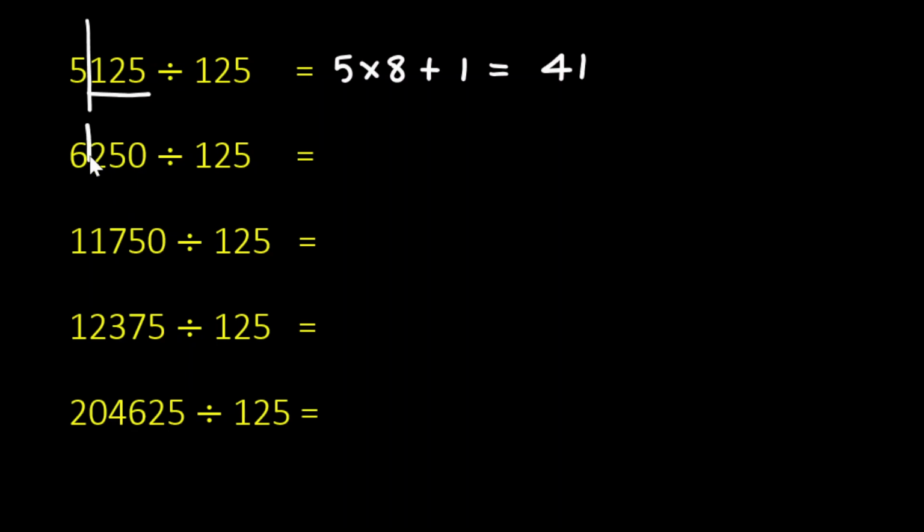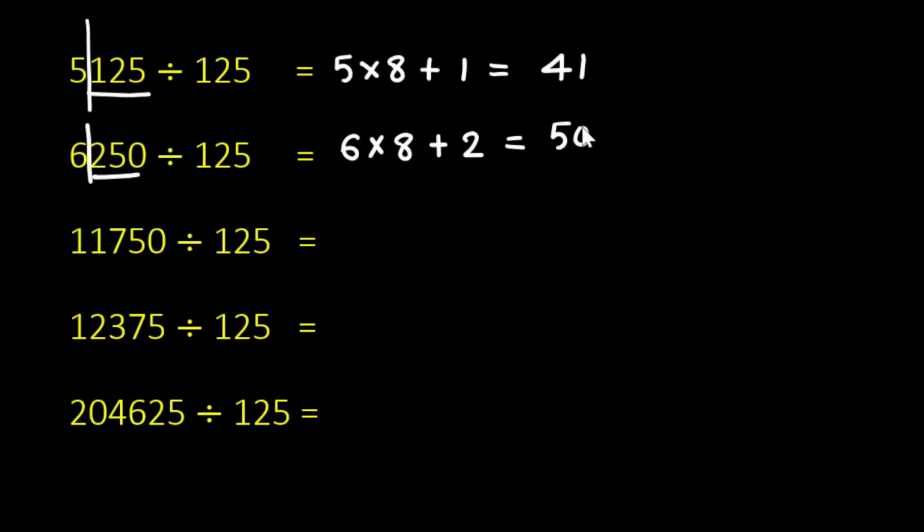Next number, 6250. Separate the thousands place, that is 6. So in 1000 we have 8 125s. In 6000 we will have 6 into 8 125s plus, and last 3 digits are 250. In 250 we have 2 125s because 125 into 2 is 250. So 6 8s are 48 plus 2 is 50. Next.